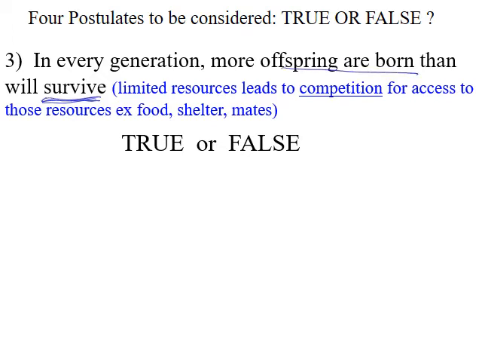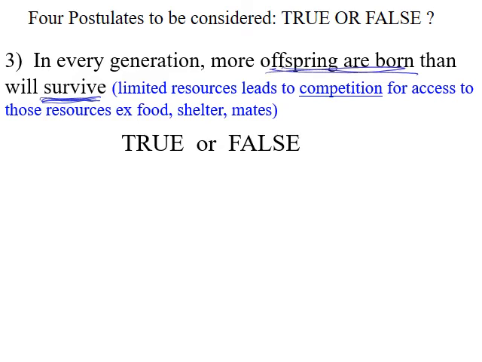Does that seem true for the sea turtles? Are there more offspring that will survive than are born? No, not really. If you know anything about sea turtles, you know most of them will die before their first year. The same is true for penguins, and of course, most of the seeds that a tree produces don't actually germinate and grow into other trees. So in every generation, more offspring are born than will survive to adulthood.